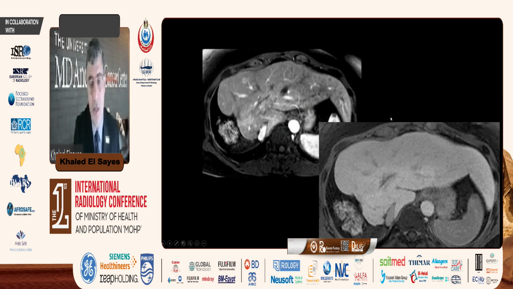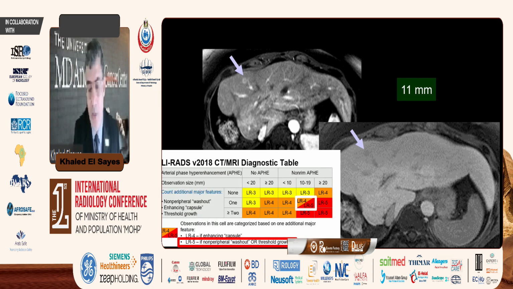What about this? We see here, this is a right hepatectomy. The patient had a right hepatectomy for previous hepatocellular carcinoma, and we see here what? We see a hyperenhancing observation, and we see what's called washout, right? And it's 11 millimeters. You apply this table, and it will be LR-5. Are we correct? No, we're not correct.